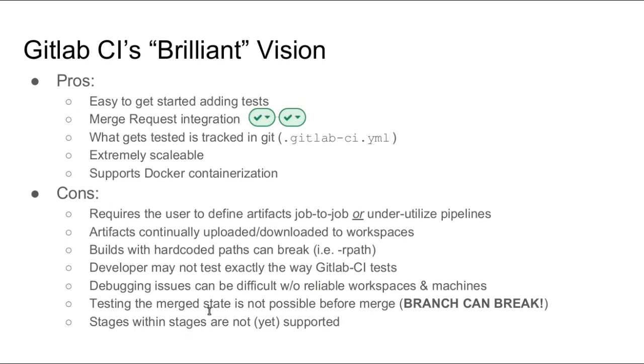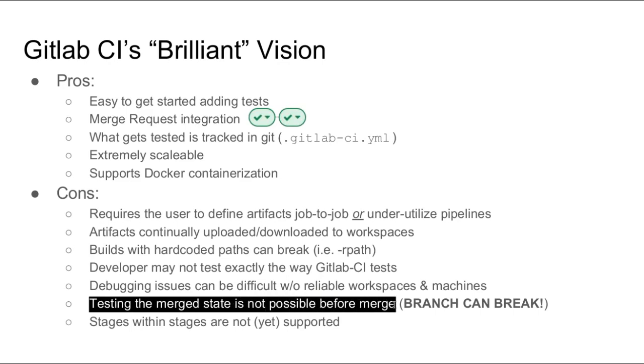Debugging issues can be pretty difficult with this architecture because you don't have a reliable workspace and machine. The workspace and machine is really abstracted away from the user, so it's more of an IT mechanism. So let's say you don't understand why your build works locally but breaks in CI. Well, how are you going to debug that if you can't get to the machine or the workspace consistently where that job is run? Another con that's not really related to the artifact system, but is a significant one in my opinion, is that in GitLab CI, testing the merged state of the branch is not possible before the merge occurs.